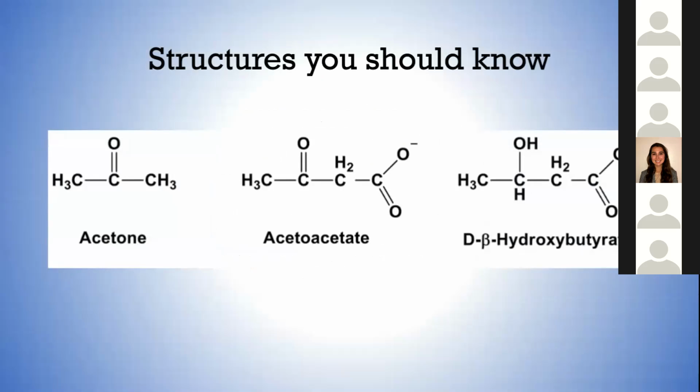For most of these side pathways, not main pathways, like we're not talking about glycolysis or gluconeogenesis, we don't need to know structures and things like that. But in this case, for these 3 ketone bodies, we should definitely know acetone, acetoacetate, and beta hydroxybutyrate.